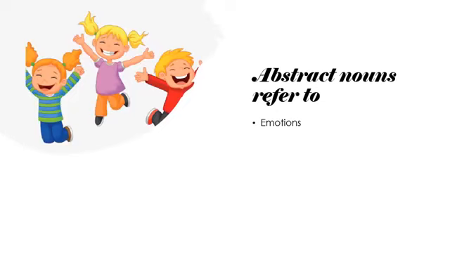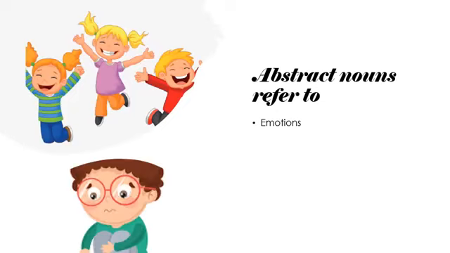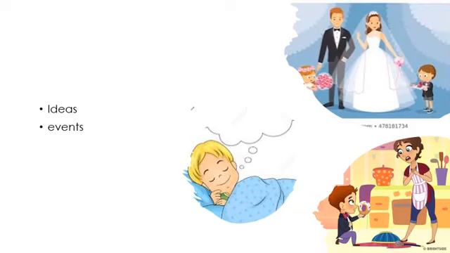Now, we will see what abstract nouns refer to. Abstract nouns refer to your emotions. For example, happiness and sadness. You cannot taste, touch, see, or smell happiness and sadness. So your emotions are also abstract nouns. Ideas, for example, dreams, discipline, are also a type of abstract nouns. Events like birthday or wedding are also part of abstract nouns.